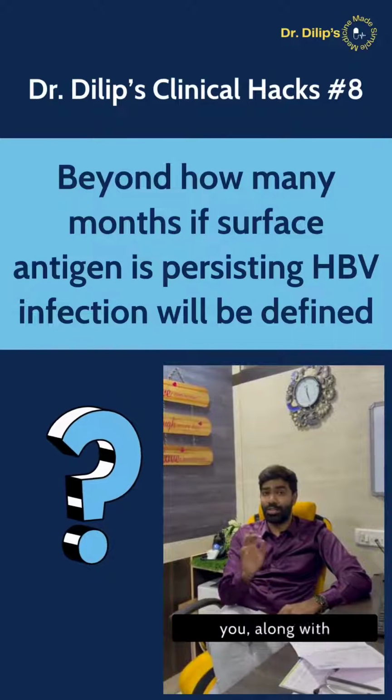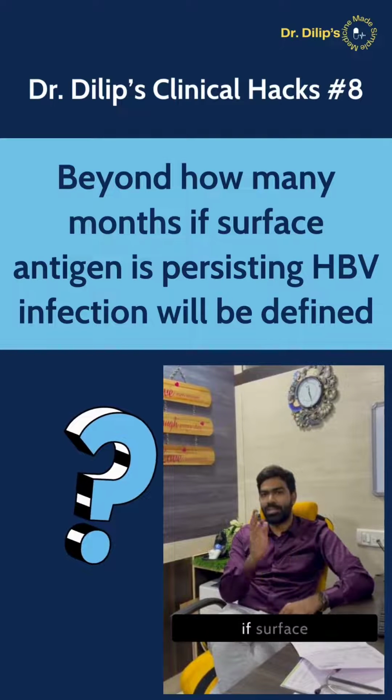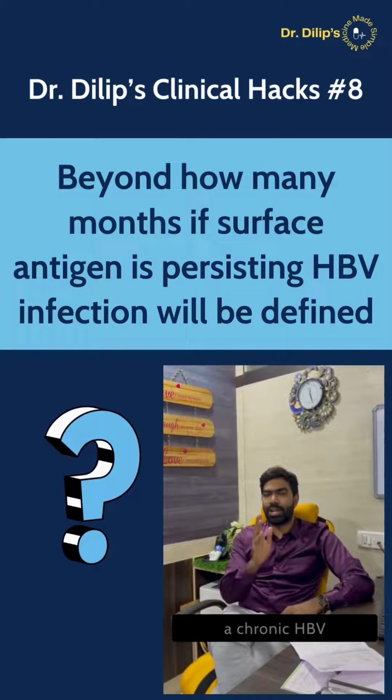But before that, you along with the viewers who are watching this video should be able to answer this question as well. Beyond how many months, if surface antigen is persisting, you're going to define a chronic HBV infection?